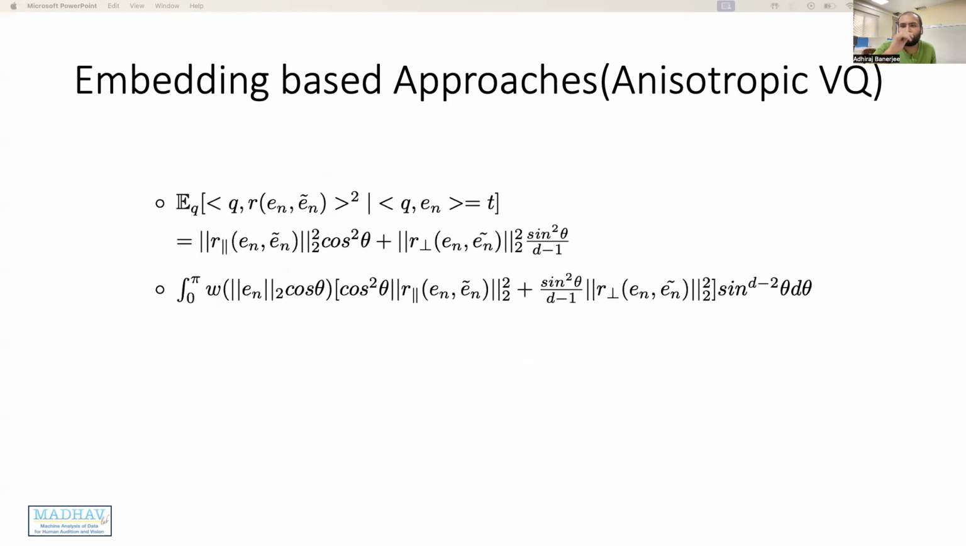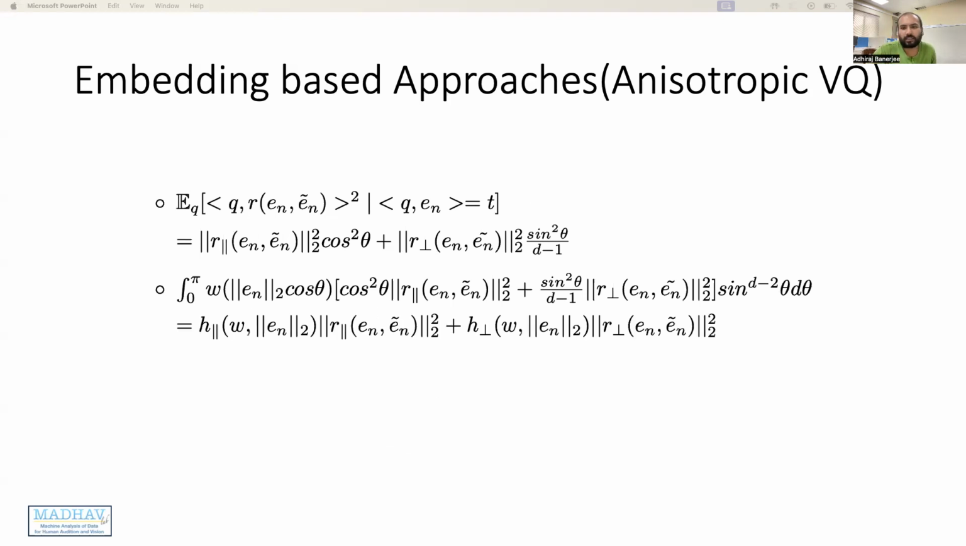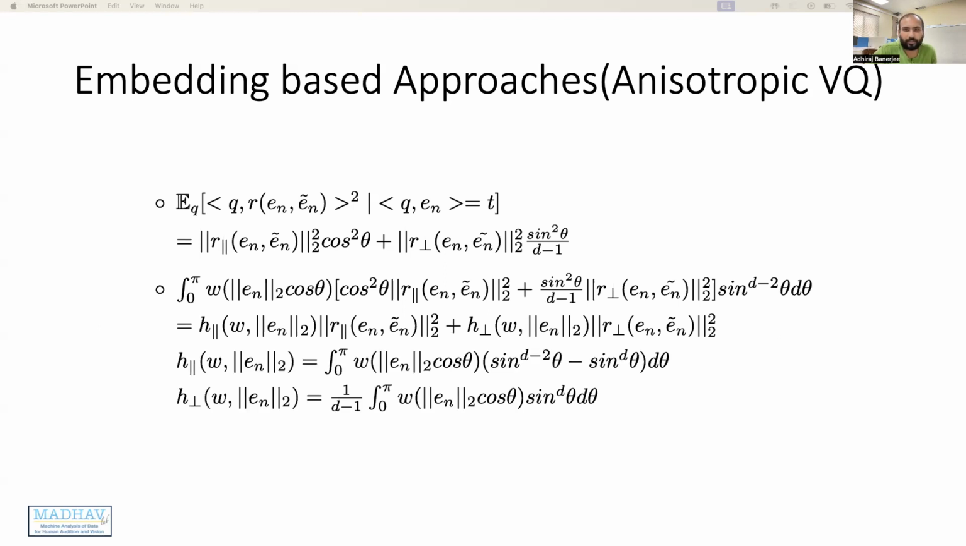As we put the expression in our integral and simplify things, we observe that we get a scaling term over each of the parallel and perpendicular residual errors. So we call the scaling term on the parallel residual error h parallel and that on the perpendicular residual error h perpendicular. The terms can be calculated given the weight function and the norm of the embedding en via the following integrals.